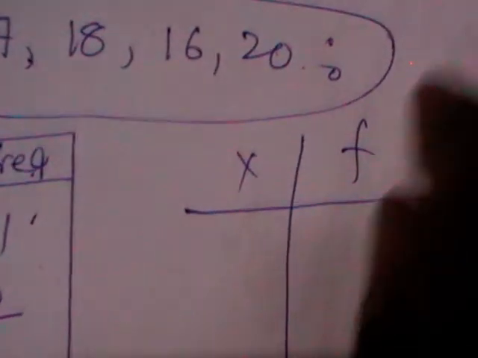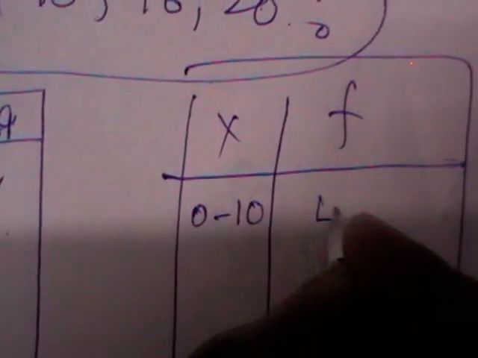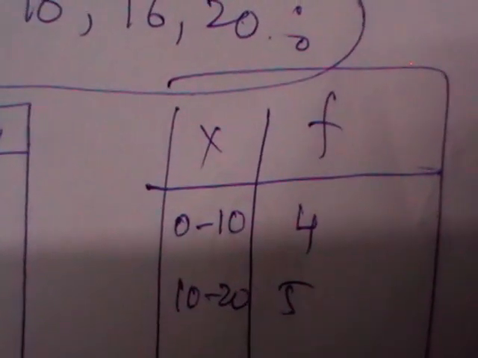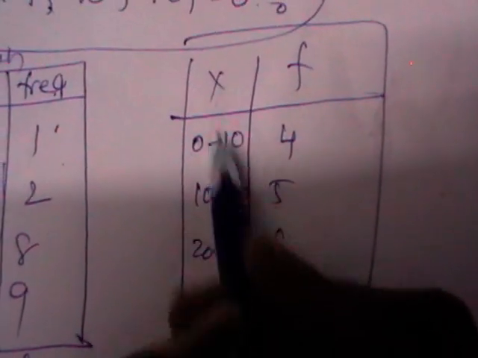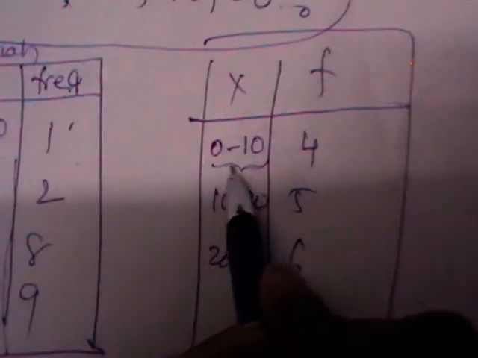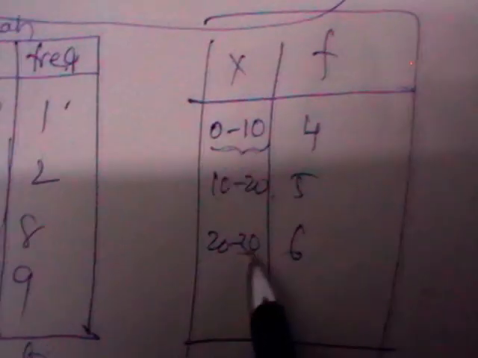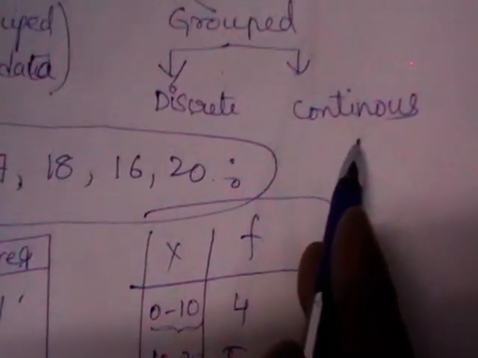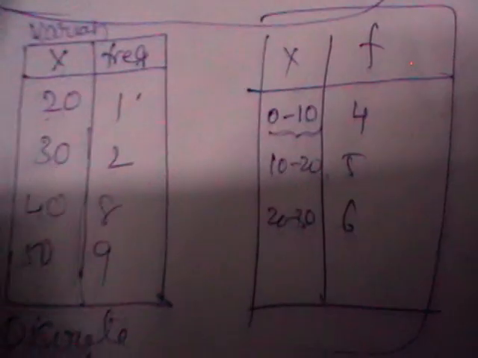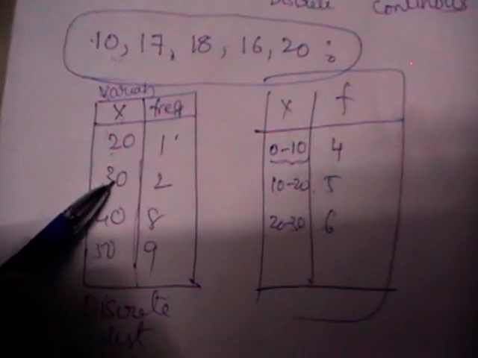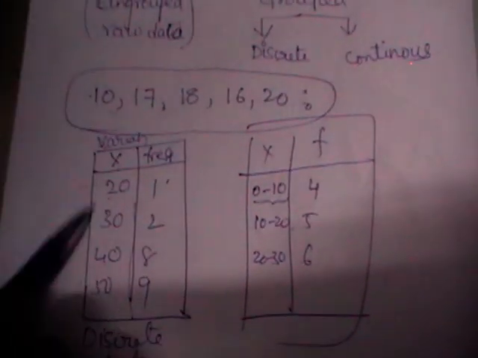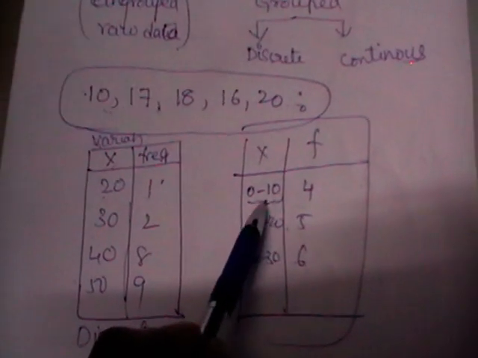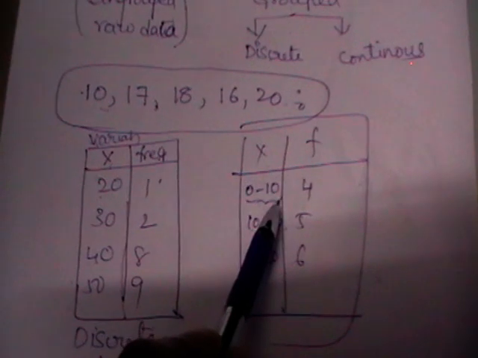Whenever we have two columns, we call that grouped. Unlike that, you may have a class interval. Whenever the variable assumes a range of values, between 0 to 10, 10 to 20, 20 to 30, we call that a continuous frequency distribution. This is ungrouped; these two come under grouped. Under grouped, whenever a variable assumes single values, we call this a discrete distribution. If it assumes values within a range, we call this a continuous distribution.